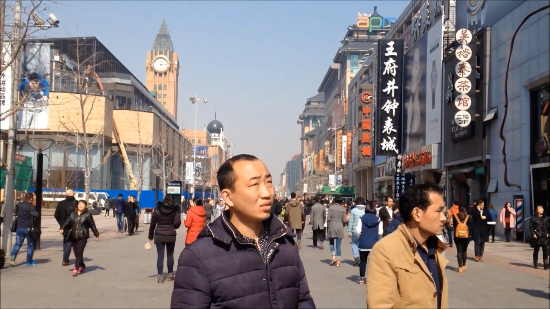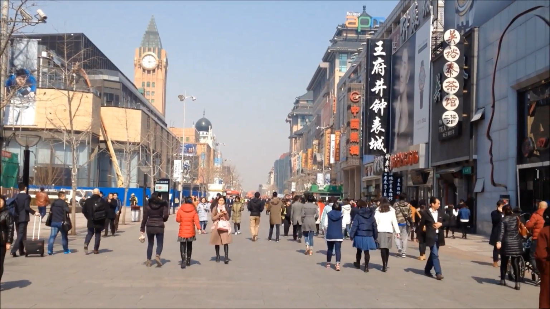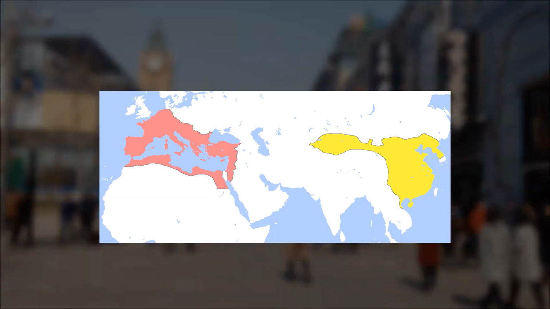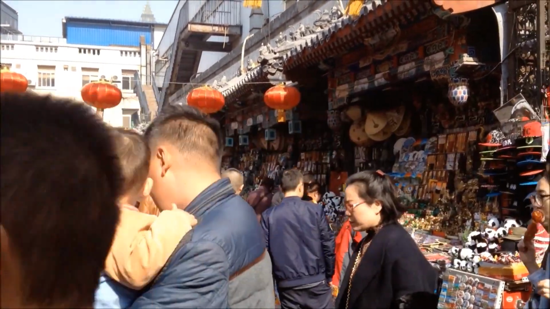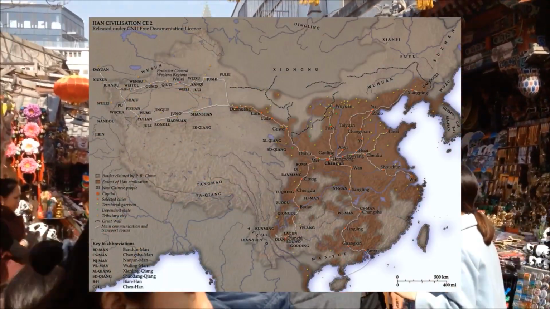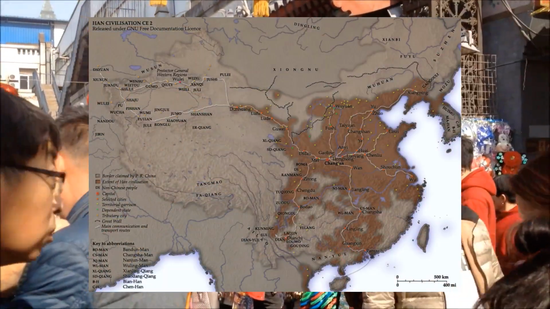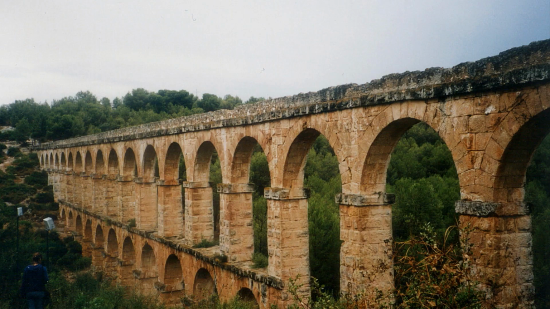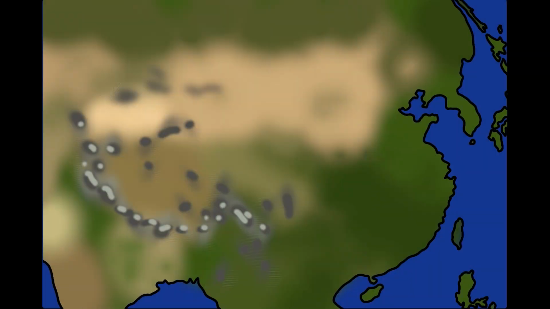Under the Han Dynasty, China had a population of roughly 60 million people, about the same as the Roman Empire at the time. But a vast amount of the people in China were ethnically Han Chinese, who were culturally and linguistically related to each other, whereas the ancient Mediterranean was a mishmash of allied and conquered peoples that had to become Romanized.